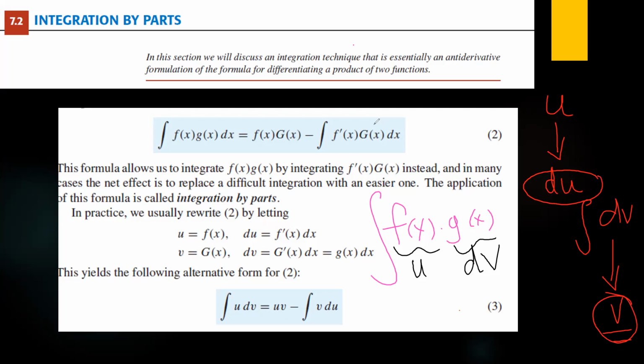After this step, you come back here. The formula, or the answer, will be u times v minus the integration of v du. So the integration of u times dv, two functions that are multiplied, equals u times v minus the integration of v times du. You evaluate now. What did you have in the formula here to get the answer?